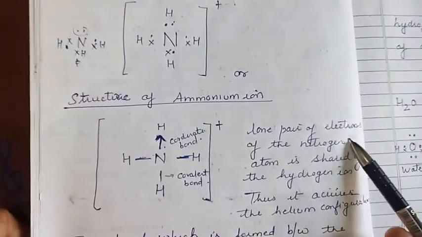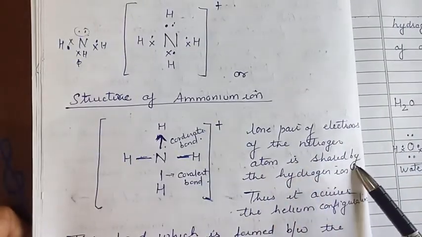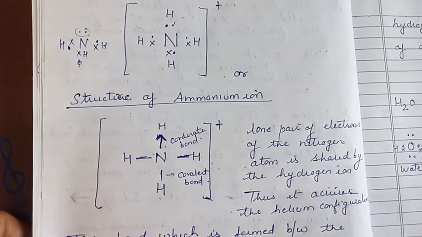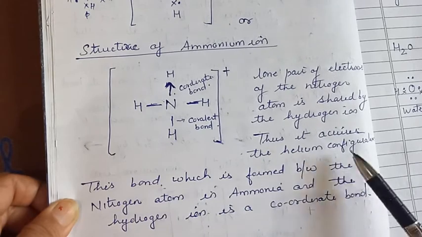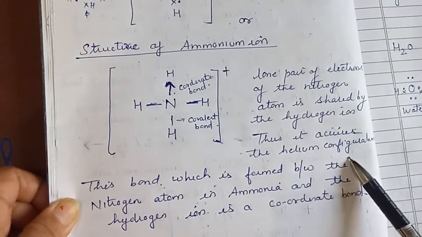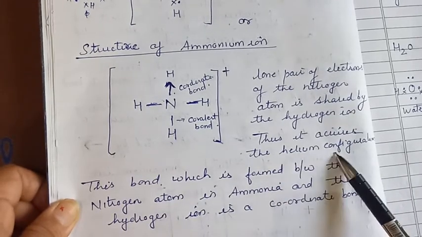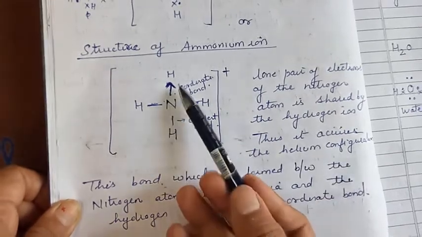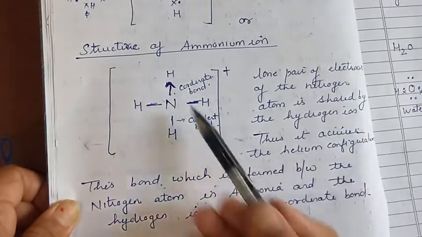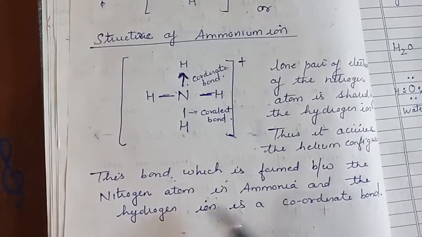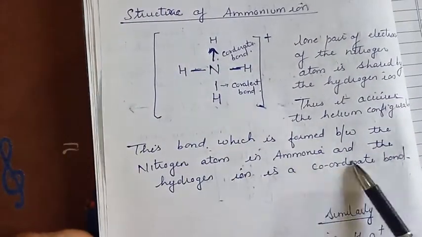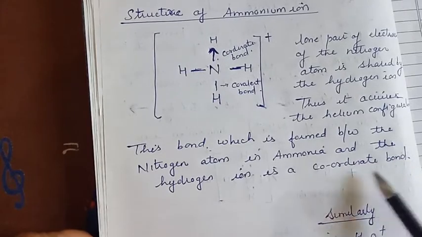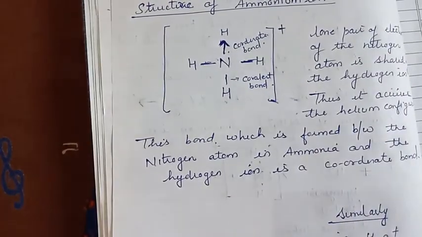So the lone pair of electrons of the nitrogen atom is shared by the hydrogen ion, and thus it acquires the helium configuration, which is stable. So the hydrogen ion now acquires the helium configuration. This bond which is formed between the nitrogen atom in ammonia and the hydrogen ion is a coordinate bond.